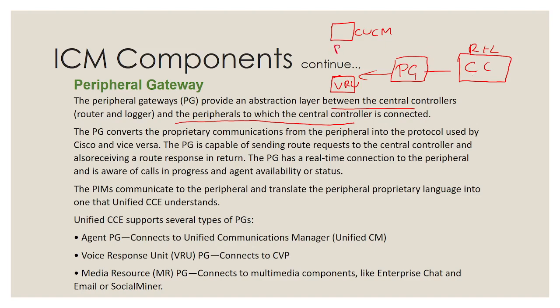Peripherals or the routing client. When you say routing client, a routing client is the one that can send the route request to the central controller and receive a response back. That thing is called a routing client. For example, the VRU, so we have the CVP server. CVP can send a route request directly to the central controller and receive a response back. So CVP is the routing client or the peripheral. So if you want to translate the messages of peripherals to the central controller, then you need PG.